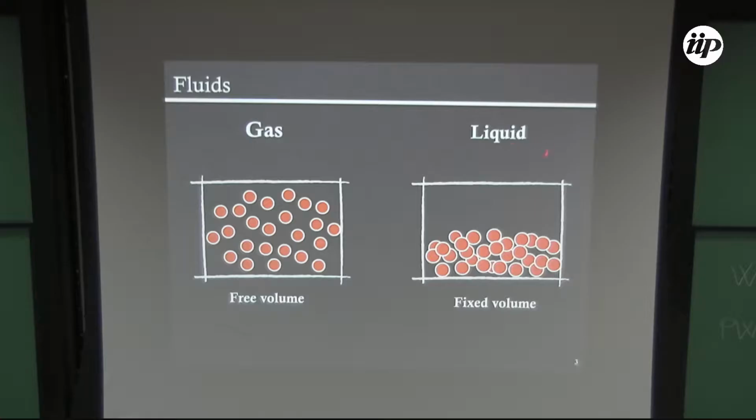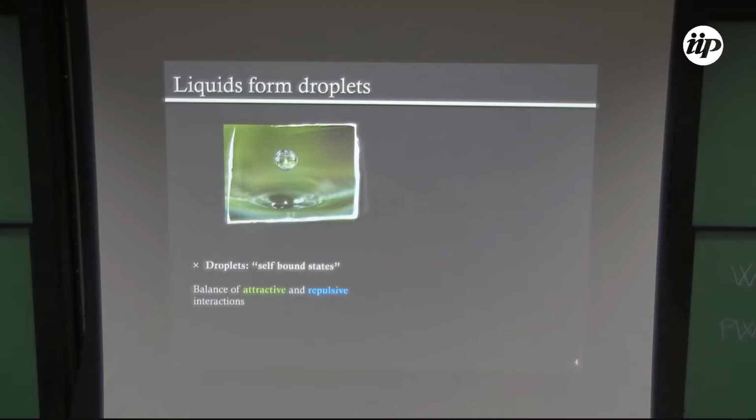In the case of liquids, as we know, they have a fixed volume. And then if I want to reduce the size of my box, it will be a really challenging task. So liquids in general have low compressibility. Some other difference between these two systems is that liquids have surface tension, and therefore they can form droplets.